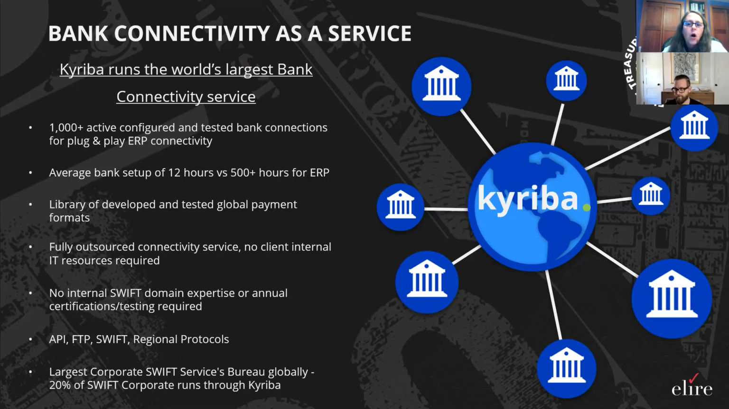We're monitoring all of the bank connectivity 24/7. We have a team of folks that is focusing on that. So in the event something happens with a bank connection overnight, for example, or in another part of the world, that is reconnected and ready to go for you when you come in the morning. I mentioned already that it's an average of 12 hours for us to do the connectivity versus 500 hours on average for an ERP traditional systems integrator to come in and do that.